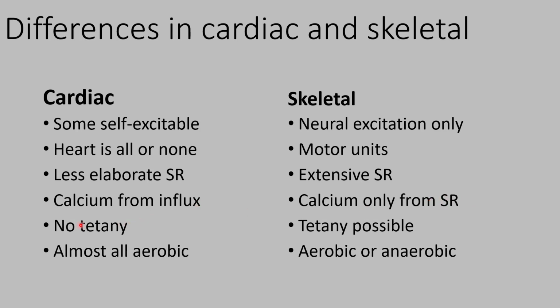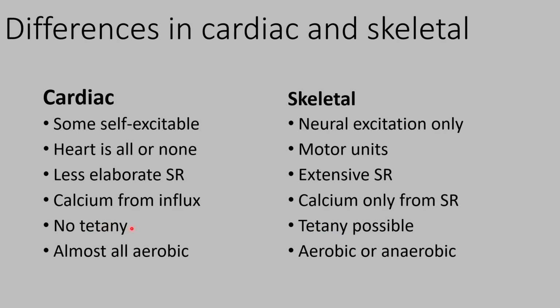In a cardiac muscle cell, there is no chance of getting tetany, but in skeletal muscle, tetany is possible. So remember, tetany is when you contract a muscle and hold it in a contracted state. Well, that does not happen in cardiac muscle. In skeletal muscle, tetany is possible if you send a lot of action potentials very, very quickly, one after another, giving no time to relax.